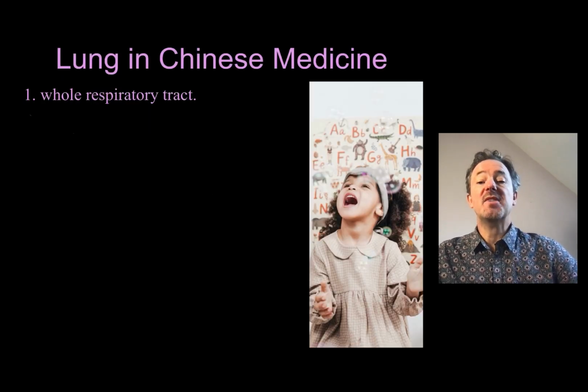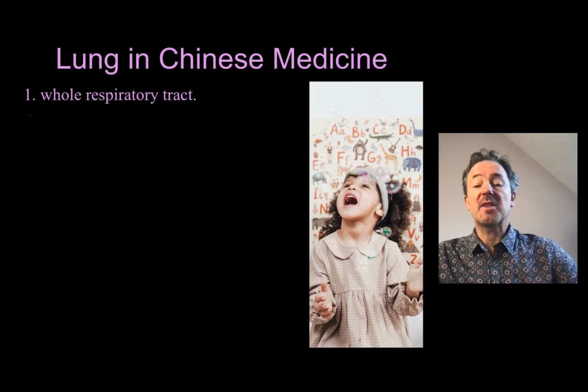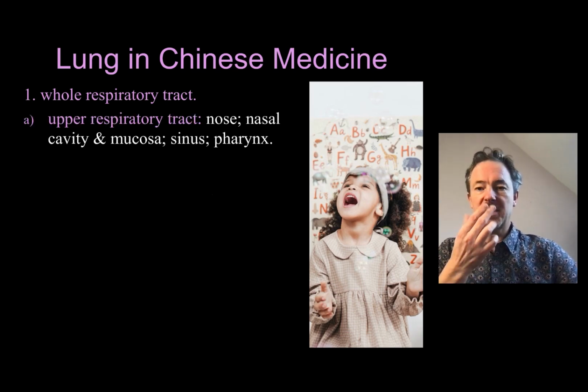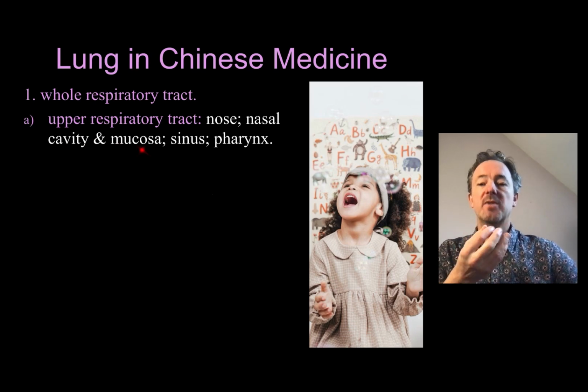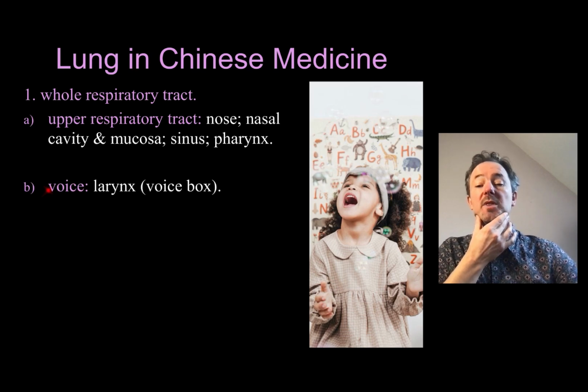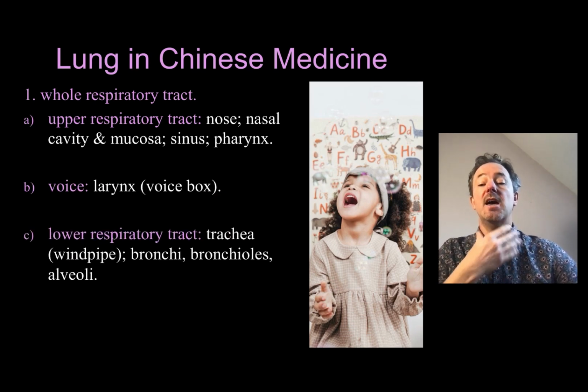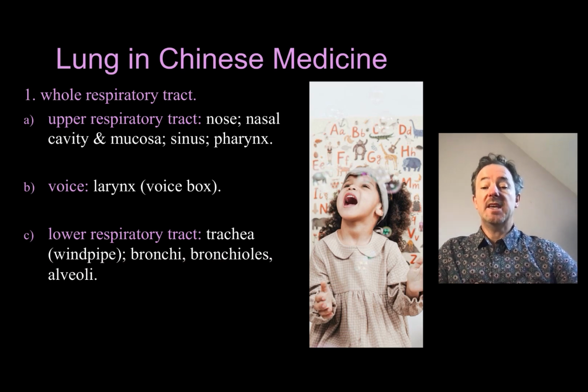The big difference is that the lung in Chinese medicine represents the whole respiratory tract. So from the nose, problems with the nose, the nasal cavity and the mucosa, the sinuses and problems with the sinuses, the pharynx, into the voice box, problems with the voice, the lower respiratory tract, so the trachea, the bronchi, the bronchioles, the alveoli, so lung conditions, asthma, weak chest, all of this falls under the remit of the lungs.